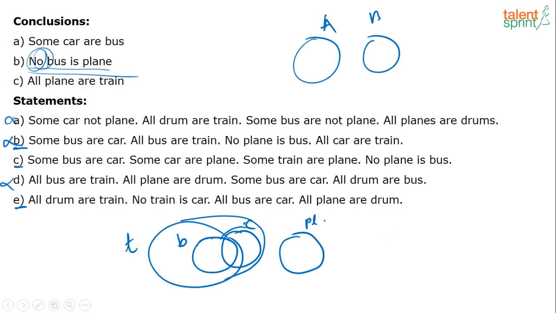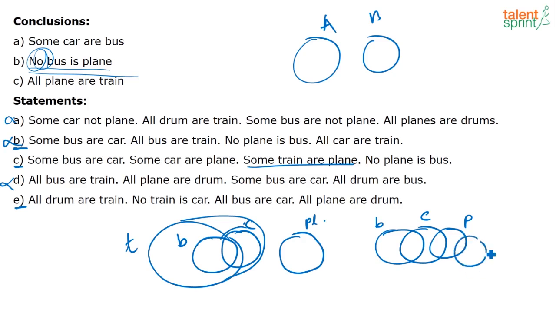Now look at option C. Some buses are cars, some cars are plane, some train are plane. Again, some train are plane, here it is given all plane are train. Option C is going to be wrong, I am just drawing it. Some train are plane, no plane is bus. So these two are disjoint sets, plane and bus. With this you cannot say all plane are train. So at this step itself you know that option C is also wrong.